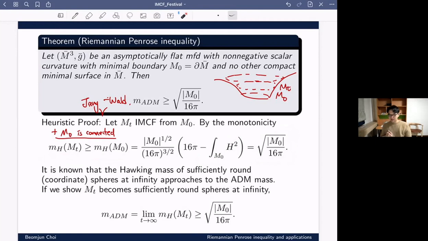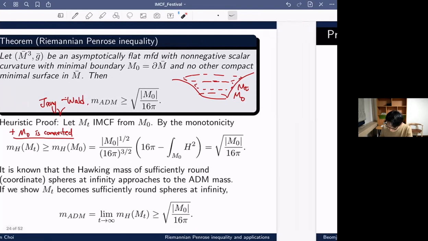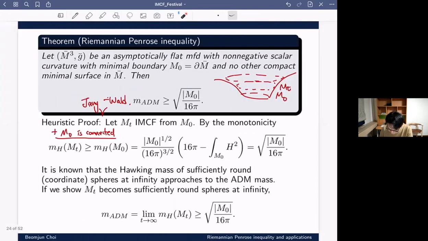Moreover, they observed, we believe this inverse mean curvature flow, as time goes to infinity, becomes rounder and rounder, like a round sphere in the round sphere. Then they could show this Hawking mass actually converges to the ADM mass. So if we accept this observation and this assumption that M0 is connected and a smooth solution exists, then collecting all this together, the ADM mass has to be greater than the initial Hawking mass, and that's the Riemannian-Penrose inequality. Okay, so that's a heuristic proof.